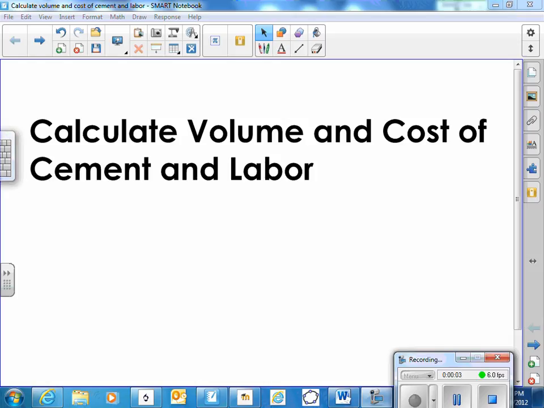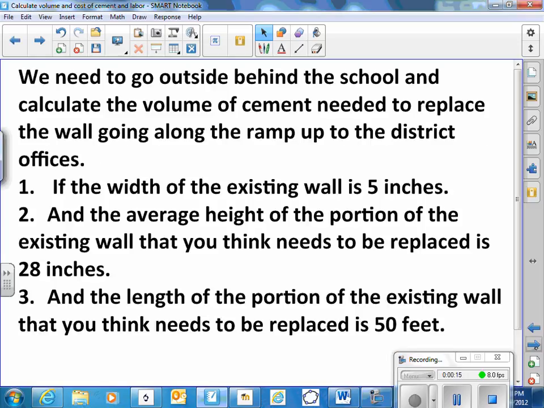In this video clip, I will show you how to calculate volume and cost of cement and labor. We're doing a cement job. We'll use the example of the cement wall out behind the building that is in need of repair.